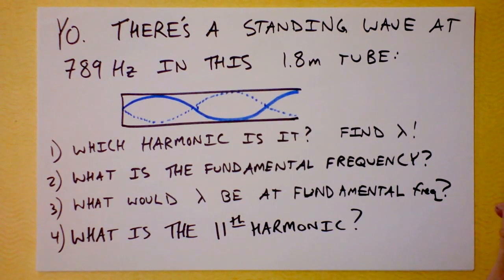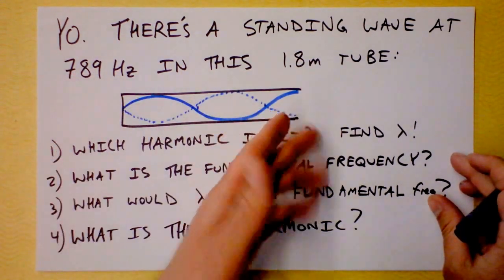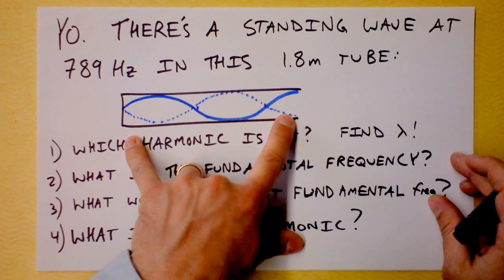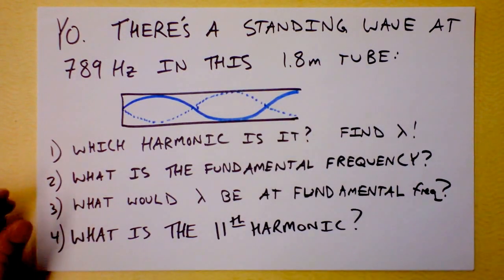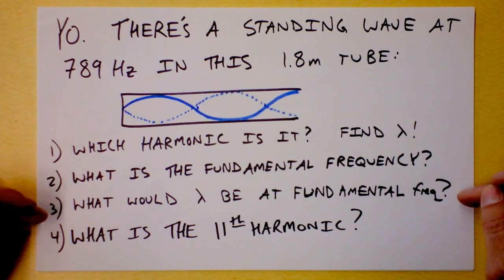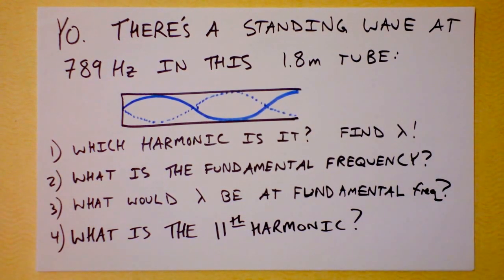But I got this standing wave, and I know the frequency of this particular standing wave, and I know that the tube is 1.8 meters long. And I'm asked a whole bunch of questions, like which harmonic is that? And find the wavelength. And what's the fundamental frequency? And what would the fundamental frequency's natural wavelength be? Oh, dang. And what is the 11th harmonic? Dang, the 11th harmonic. So we need to get some equations. We need to know how this stuff is working.